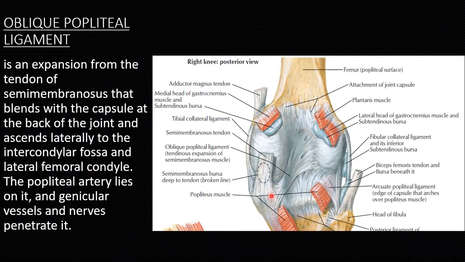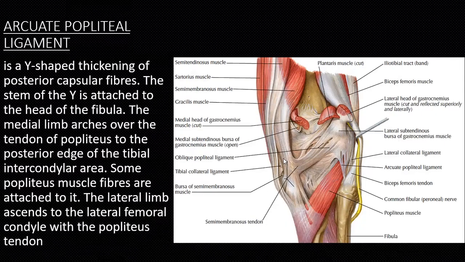And here it is. You can see this semimembranosus. Then you can see it is ascending laterally, and it is pierced by those two structures. In fact, there is the middle genicular artery, middle genicular vein, and then the nerve, the neurovascular bundle.